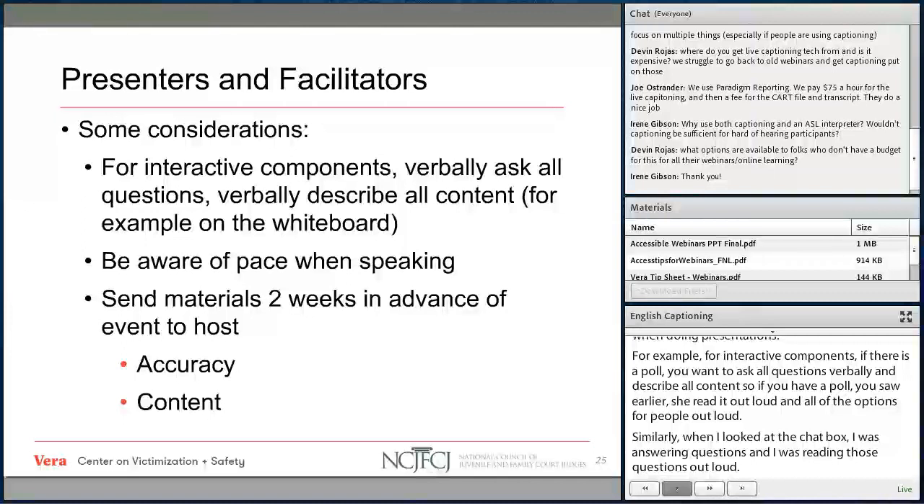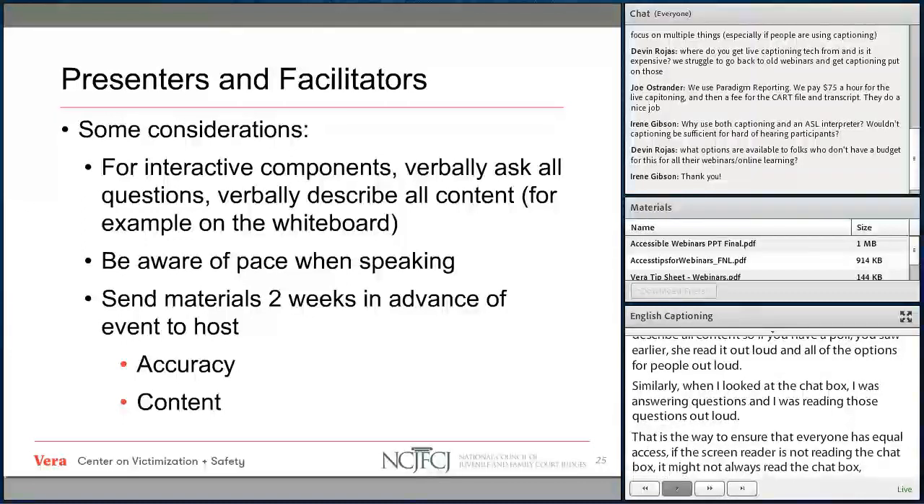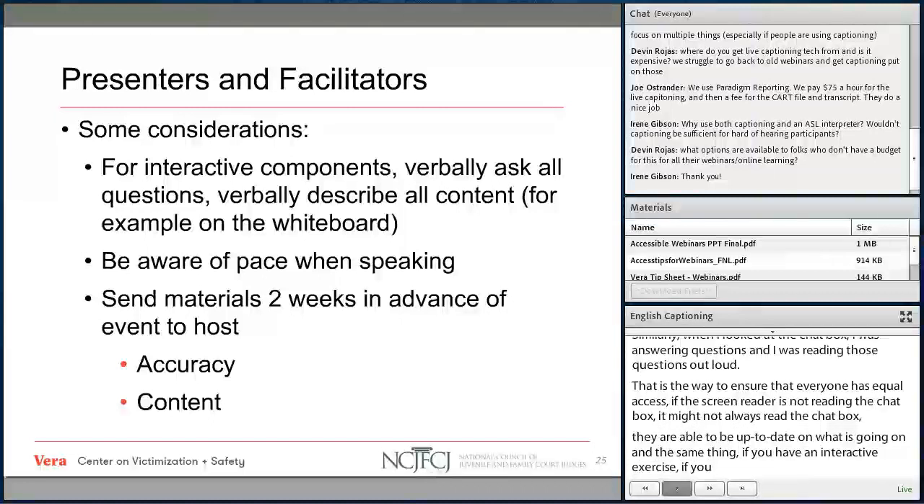And the same thing is if you have an interactive exercise, if you have a whiteboard where people are contributing information, you want to make sure that you're verbally recapping all of that so that people who can't see it can still keep up with the information.